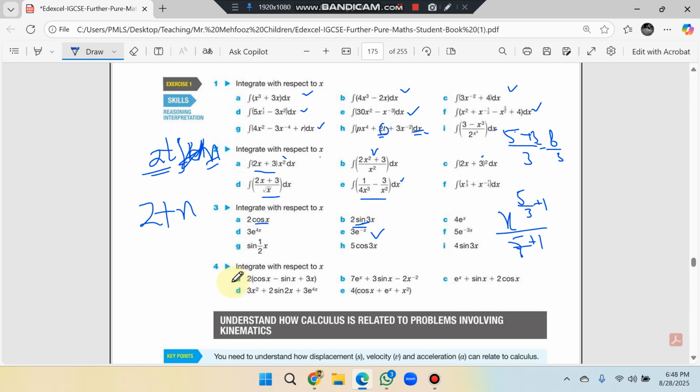Okay, in question number 4, integrate with respect to x. First of all, we have to multiply this 2 into this bracket, then integrate separately all these three functions like in previous examples. Again, in part B, we have to separate the integration. In parts C, D, E, all in steps. In all these parts, we have to separate the integration of all functions, then find the integration, and all this exercise involves plus c also, because this is the indefinite integral.